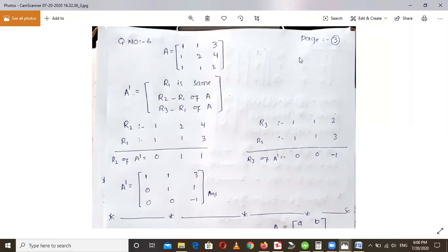Now, how will the second row be formed? We will subtract row 1 from row 2, and paste the answer here. And how will we form row 3? That is also easy. We will subtract row 1 from row 3, and paste the answer here. Now look here. This is row 2 of this matrix: 1, 2, 4.